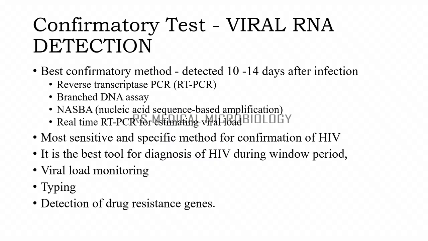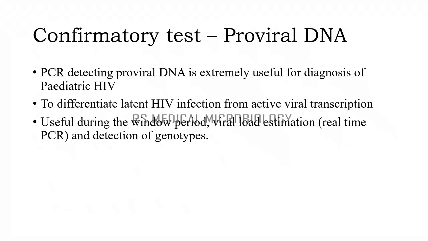In the confirmatory test, you can also do a viral RNA detection, and generally after 2 weeks it is very useful. You can use, as I told you earlier, reverse transcriptase, branched DNA assay, NASBA or real-time PCR for estimating the viral load, and it is very good for diagnosing HIV in the window period, for viral load monitoring, typing the type of HIV virus as well as to detect the antiviral drug resistance genes. The proviral DNA, which is useful in pediatric HIV, can also differentiate latent HIV infection from active replication, and it's useful in the window period as it gives you a very good real-time estimation of the amount of virus in the blood.